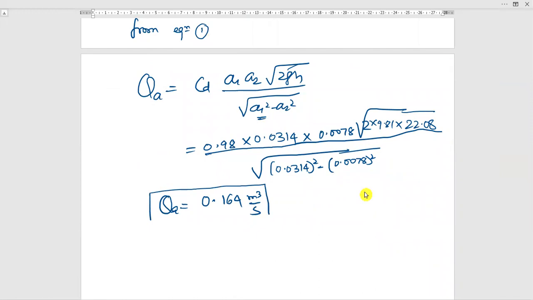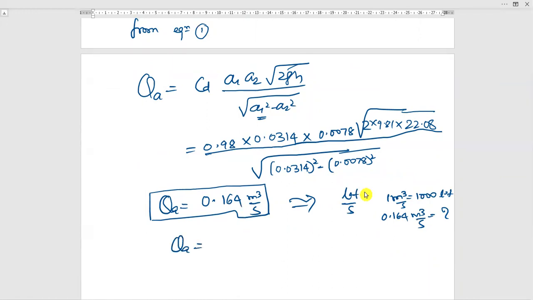As I told you, there will be slight variation in the answers. Sometimes he may ask you to convert this value of discharge into liters per second. So what is the conversion unit? 1 meter cube is equal to 1000 liters. So 0.164 meter cube per second is equal to how much? Multiply with 1000. The actual discharge you will get is 164 liters per second. So this is the final answer for calculating the discharge.